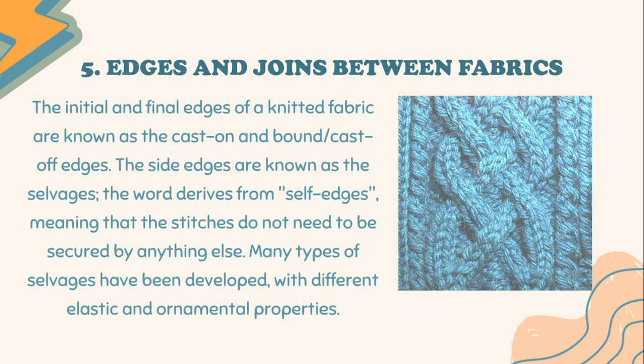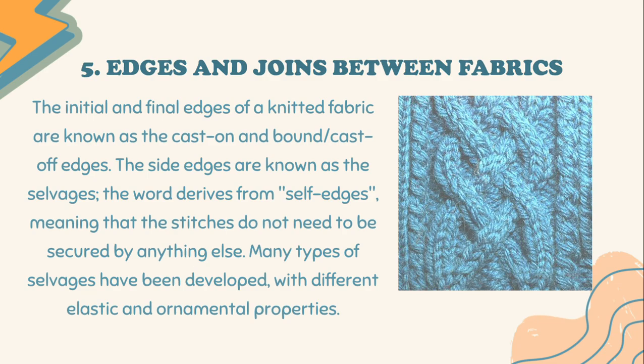Fifth, edges and joints between fabrics. The initial and final edges of a knitted fabric are known as the cast-on and bound or cast-off edges. The side edges are known as the selvage. The word derives from self edges, meaning that the stitches do not need to be secured by anything else. Many types of selvages have been developed, with different elastic and ornamental properties.